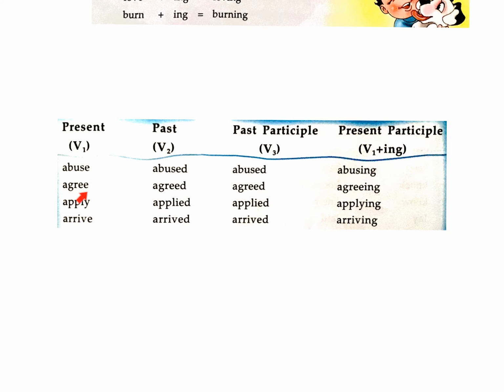Second is agree, which will change to agreed, agreed. In present participle, it will become agreeing. Next is apply, applied, applied, applying. Arrive, arrived, arrived, arriving. Hope you understood.